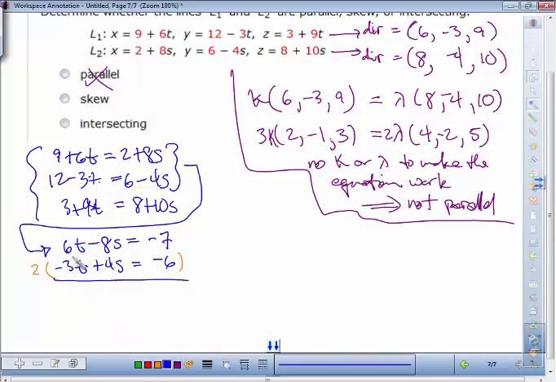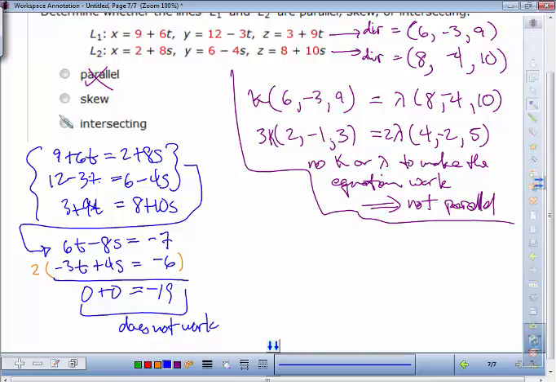So if we take this, we would get 6t minus 6t, negative 8s plus 8s, and then negative 7 plus negative 12, whatever. It's non-zero. What is it? Negative 7? Negative 19, thank you. Okay? So here we see a contradiction, so it does not work.